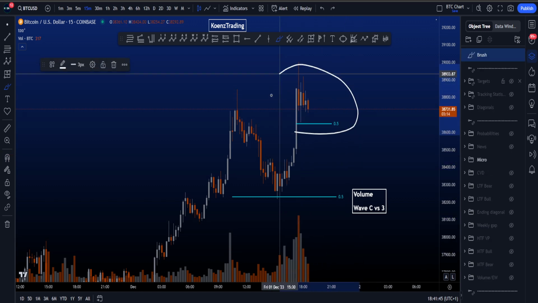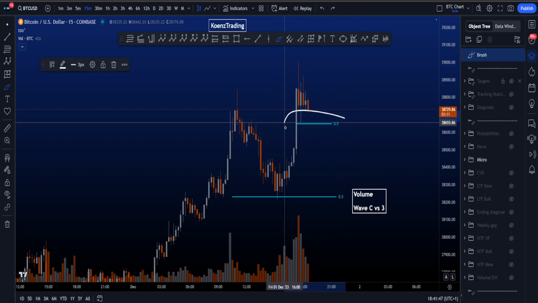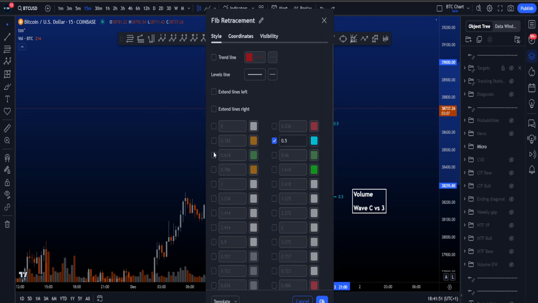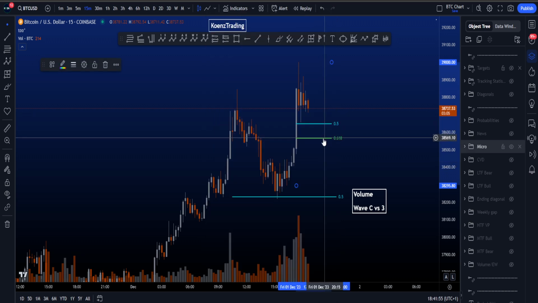Now, if we are looking for a wave 4, then preferably price is not going to go below the 0.5, and preferably it does not hit the 0.618, which is sitting at 38.5k.